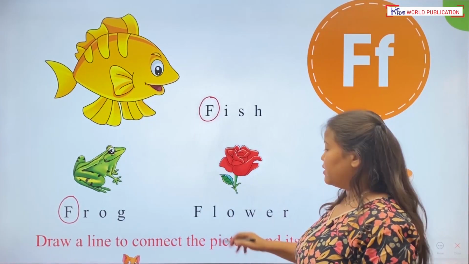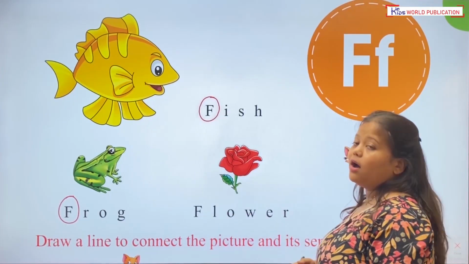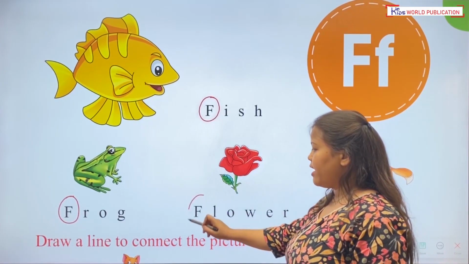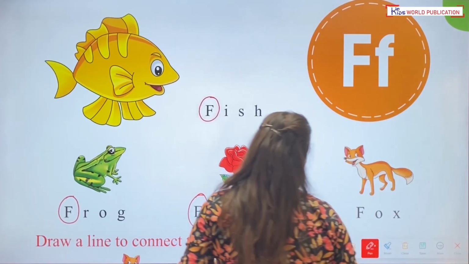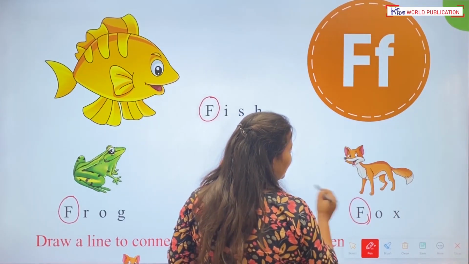This is flower, F-L-O-W-E-R. We will circle letter F. This is fox, F-O-X, fox. We will circle letter F.